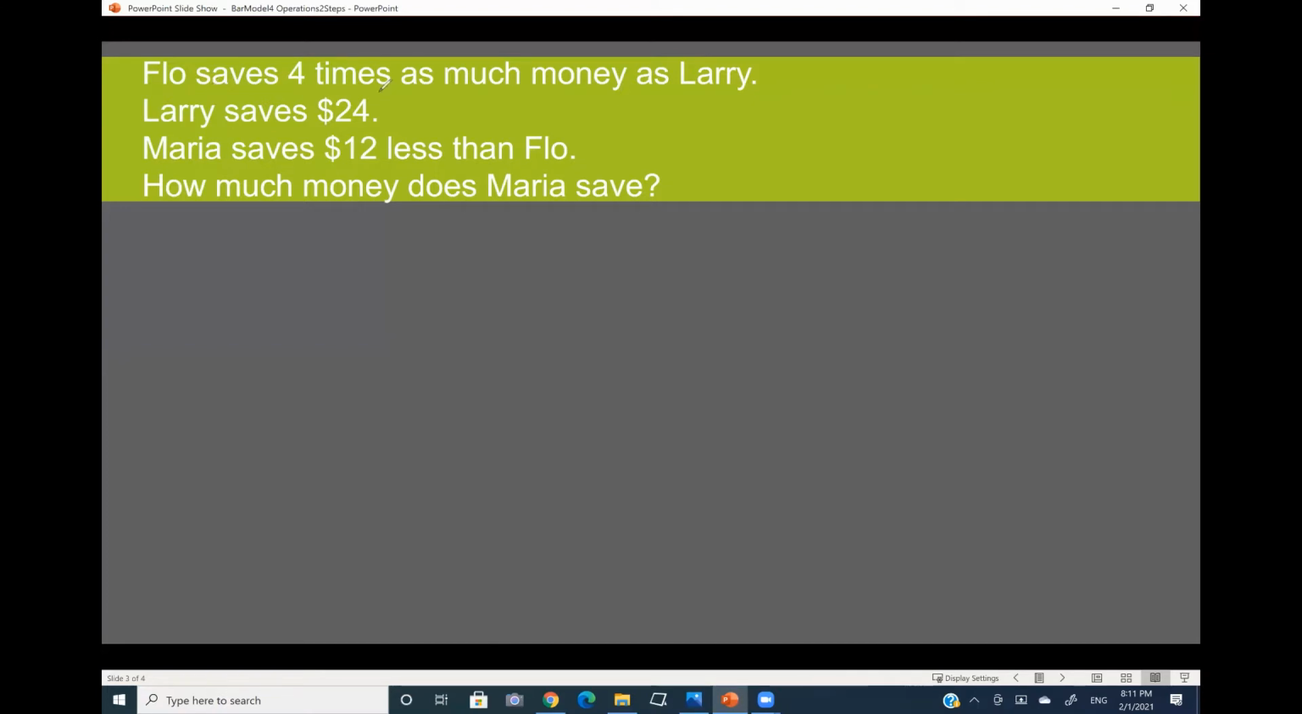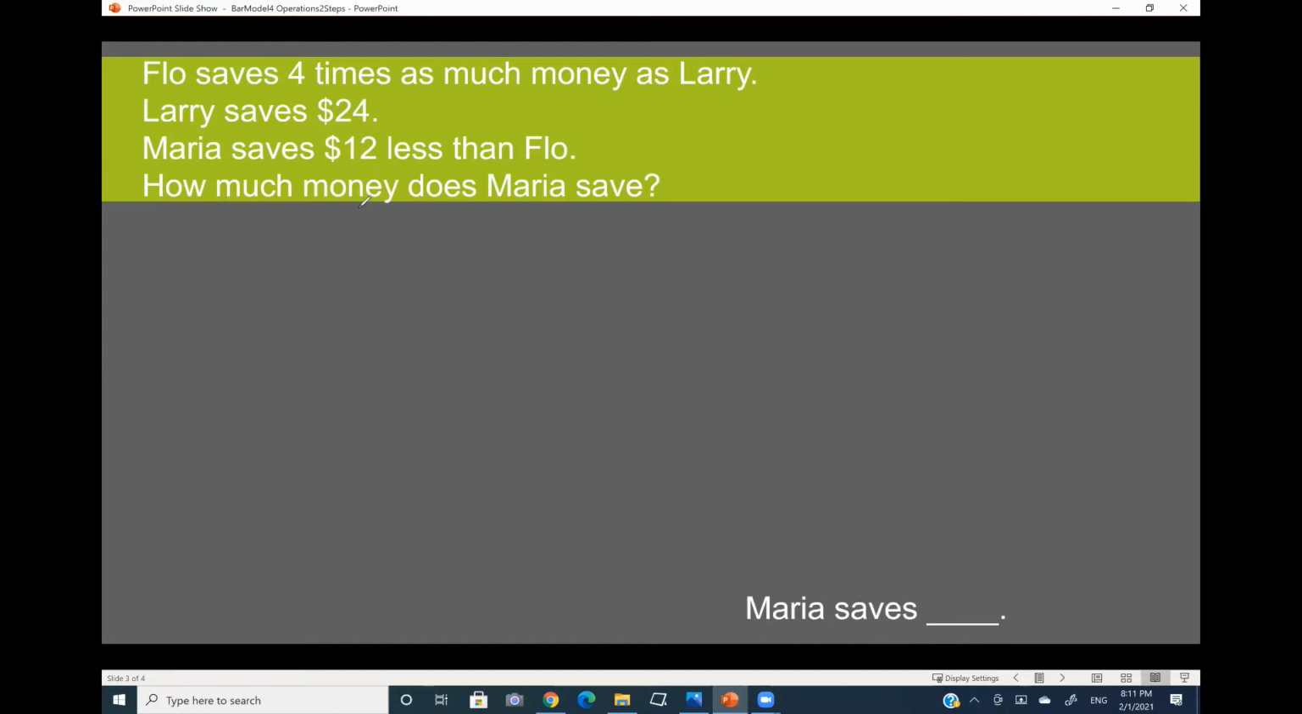Flo saves 4 times as much money as Larry. Larry saves $24. Maria saves $12 less than Flo. How much money does Maria save? Now, I have to focus on the question, so when I answer it, I make sure that I'm really answering what they're asking me to do. In this case, my answer statement is going to be, Maria saves blank money.